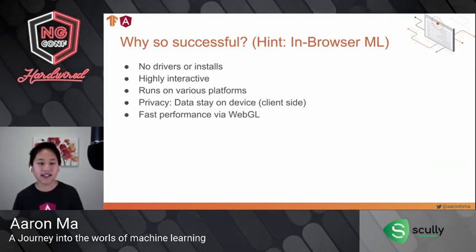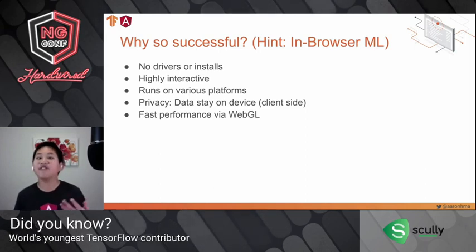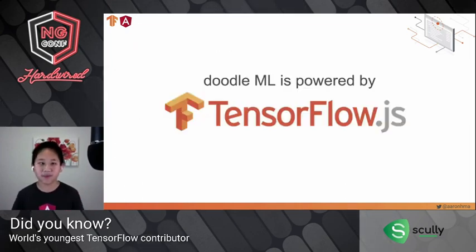So why was it so successful? Well, because the in-browser machine learning allowed highly interactive experiments to take place on various devices. Plus, there were no drivers or installations in the process, and also it's secure, since all the data stays on the device, so users know they have a secure connection. This doodle is powered by TensorFlow.js.